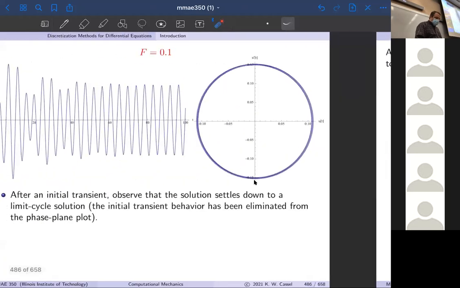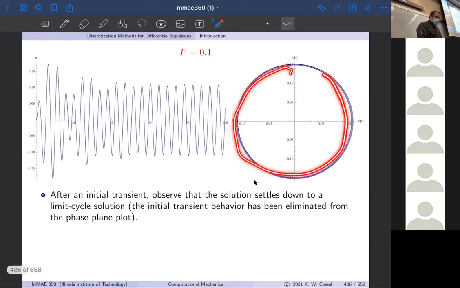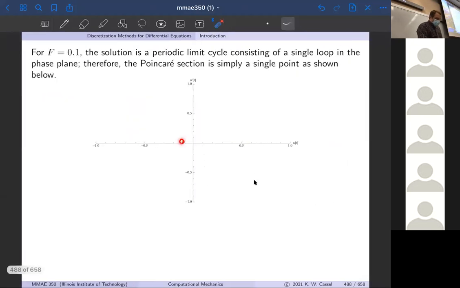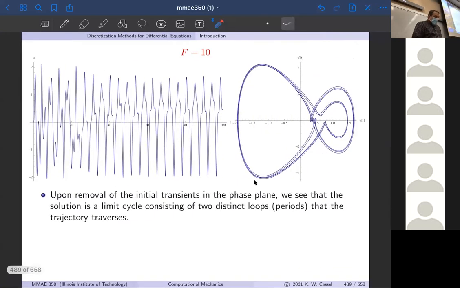In other words, this period is the same as the forcing frequency. So I only get one dot. There's only one period in my solution. So the number of dots equals the number of periods in the solution. Great. Let's increase it to F equals 10.